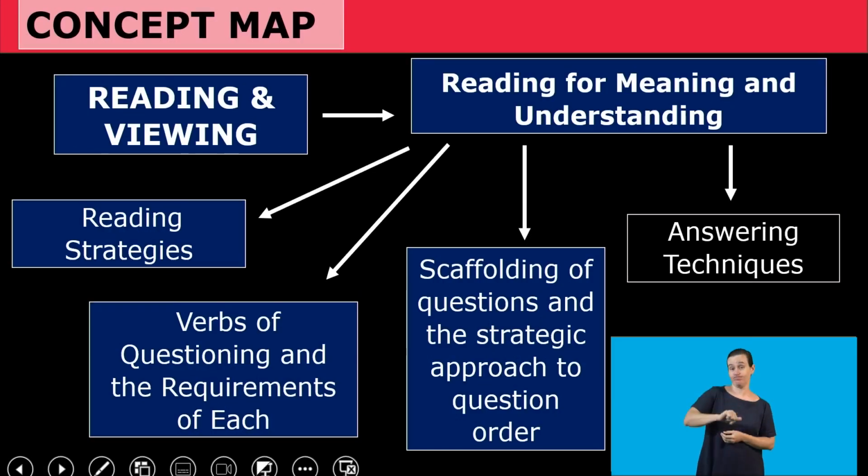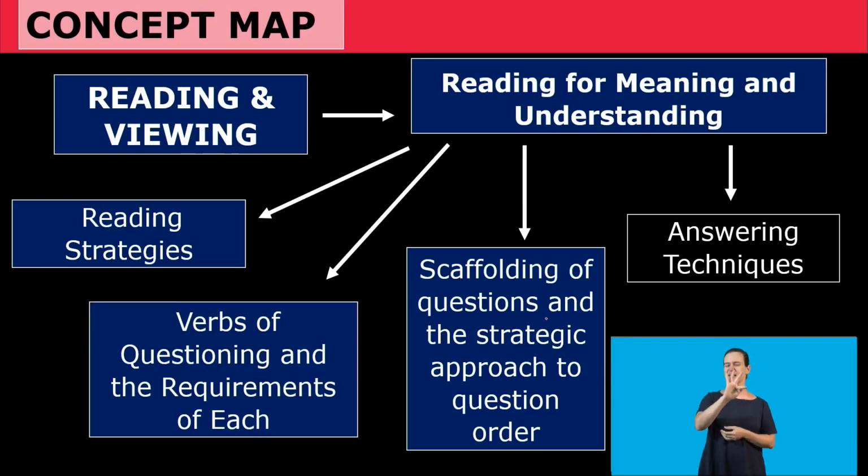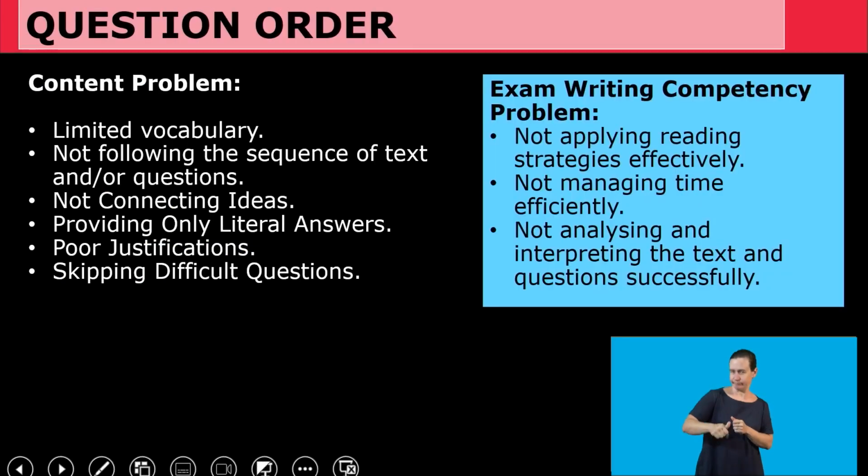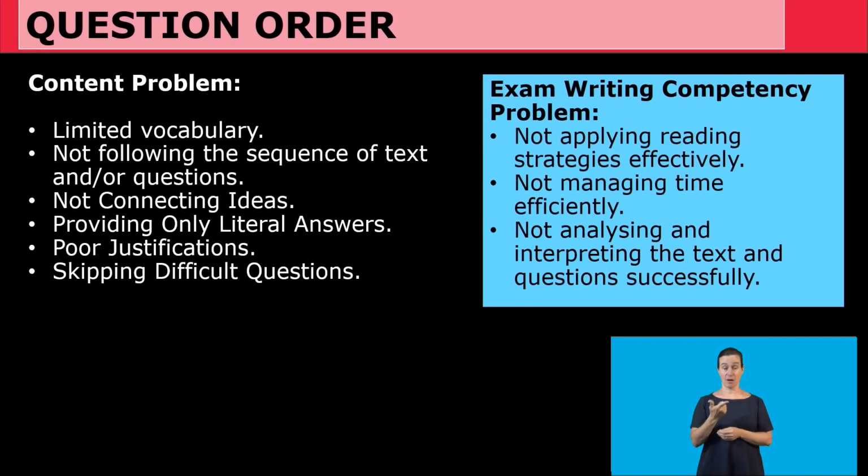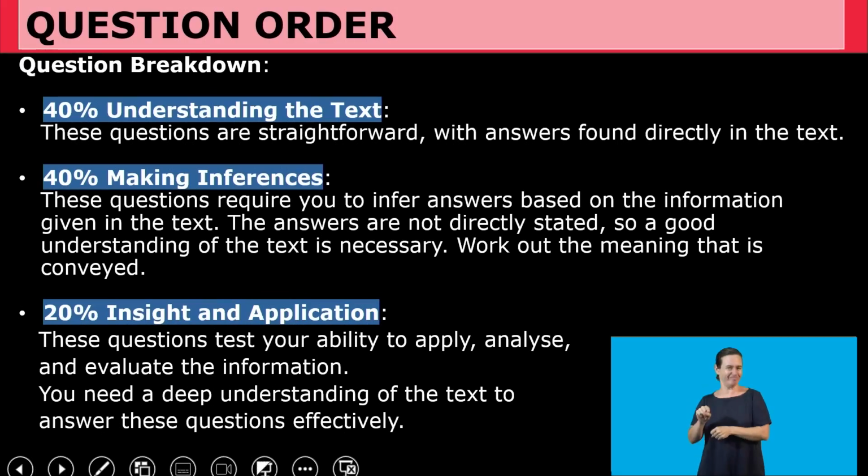The next part of our lesson, we will look at the scaffolding of questions and the strategic approach to question order. Content problems include limited vocabulary, not following the sequence of text and/or questions, not connecting ideas, only providing literal answers, poor justification, that means your answers aren't supported, or skipping difficult questions. Some other problems include not managing your time effectively and not analyzing and interpreting the text and the questions successfully.